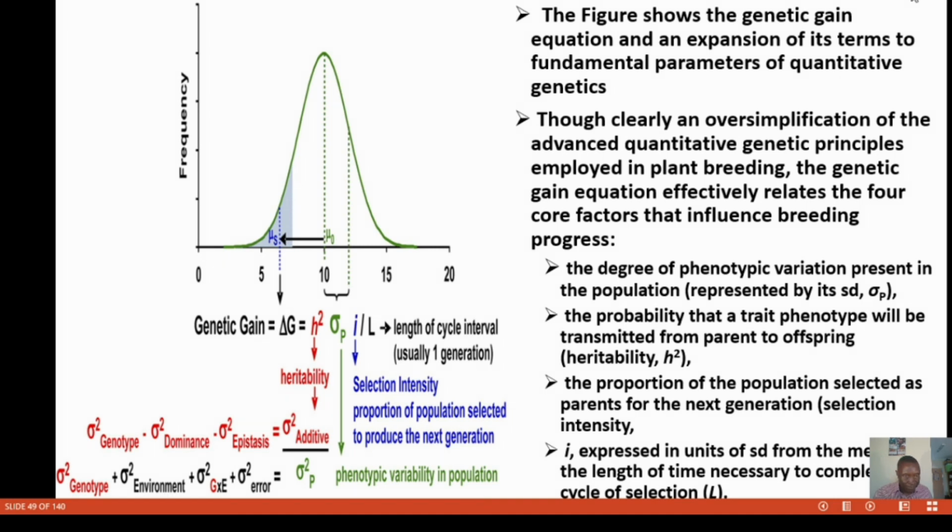Then finally, I, the expression in units of the standard deviation from the mean, and the length of time necessary to complete the cycle of selection. Remember that I is the same as the K we saw. And the length of time necessary to complete a cycle of selection is the L. And remember, what we are looking at was over a 13-day period to complete the selection cycle.